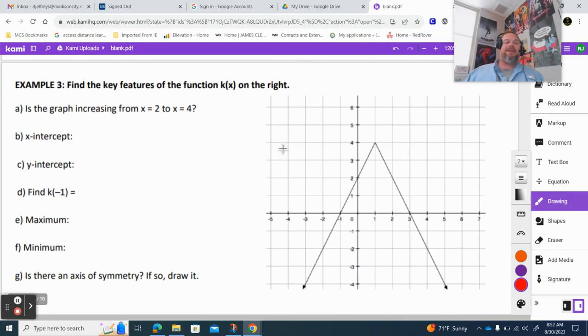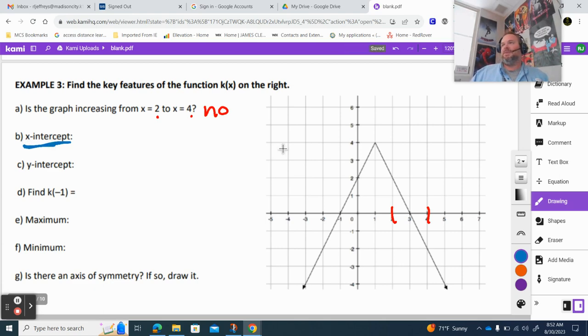All right. Is the graph increasing between 2 and 4? Well, here's 2. Here's 4. Is this increasing? No. No.